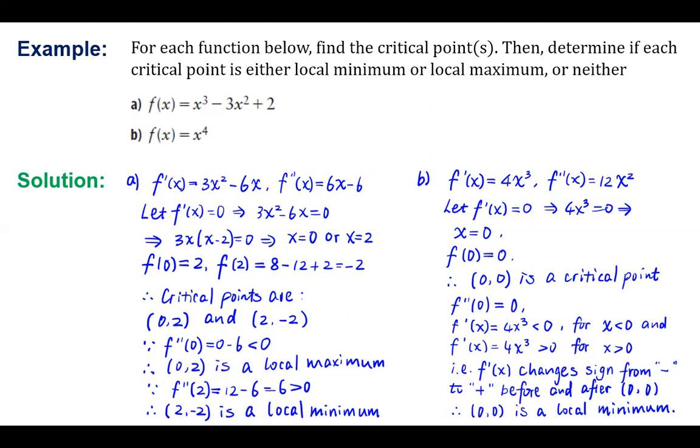Note that the first derivative is 4x cubed. For x smaller than 0, the first derivative must be smaller than 0, right? And for x greater than 0, the first derivative is greater than 0. That means the first derivative changes sign from negative to positive before and after (0, 0), right? That means (0, 0) must be a local minimum. You understand?